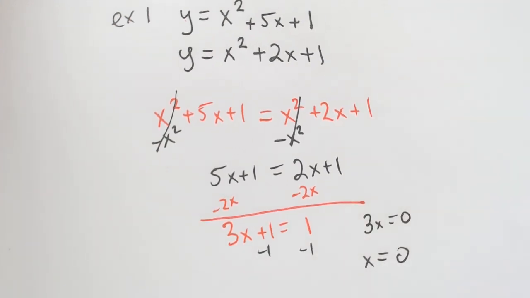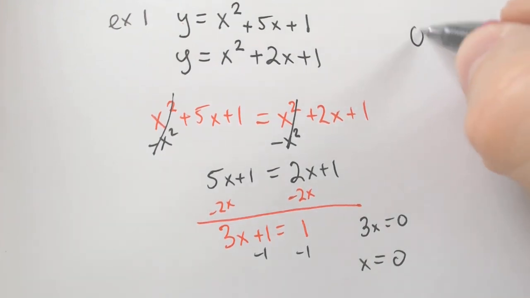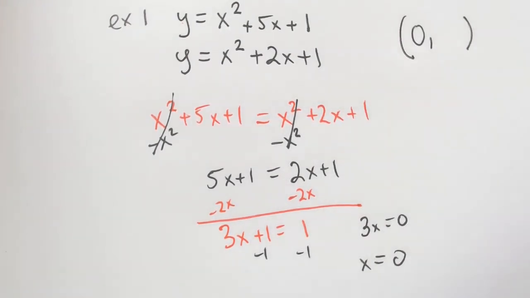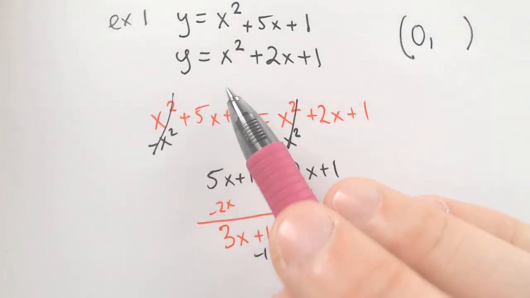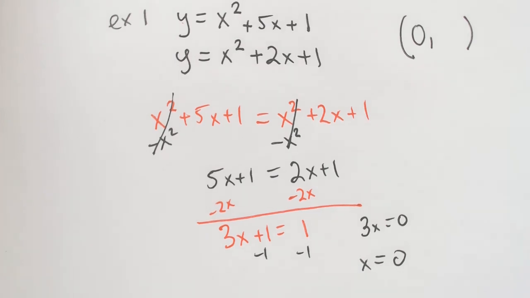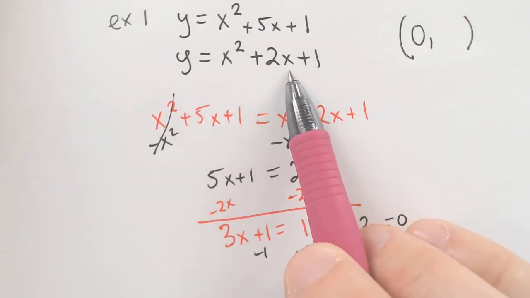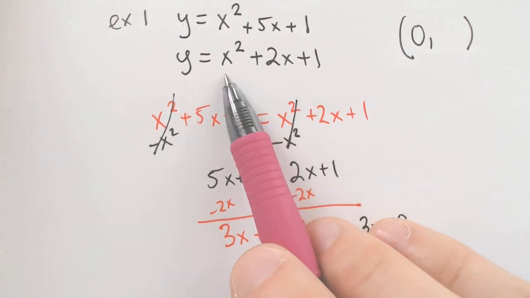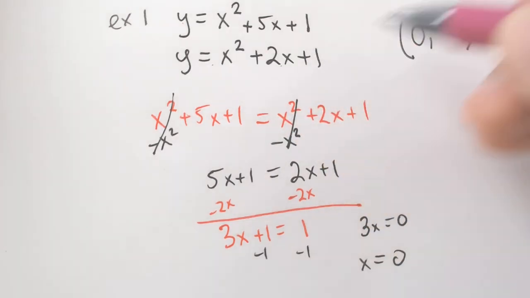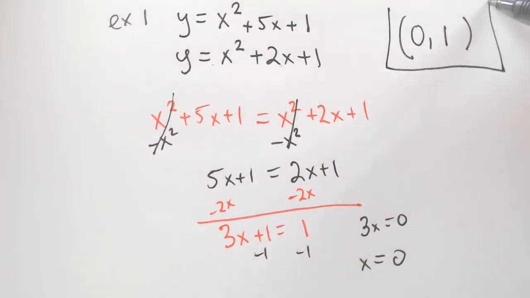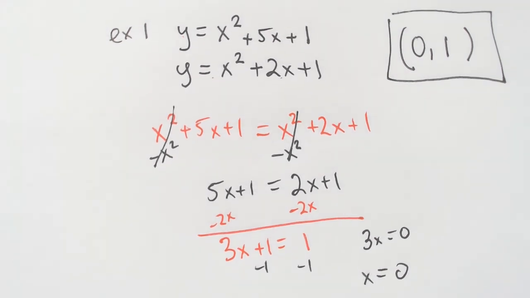Now, with all systems, you need to make sure that you find the x value and the y value. We have the x value, which sometimes you'll have multiple x values. If we plug the 0 into either of the two equations, but always plug it into the easiest of them, then we'd end up with 0 squared plus 2 times 0 plus 1. I'm plugging into the bottom one. 0 plus 0 plus 1 gives you 1. So our solution this time is (0, 1) for our first example.